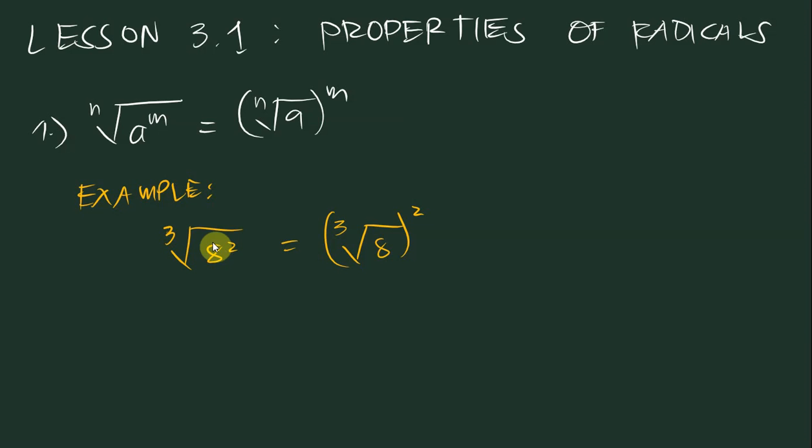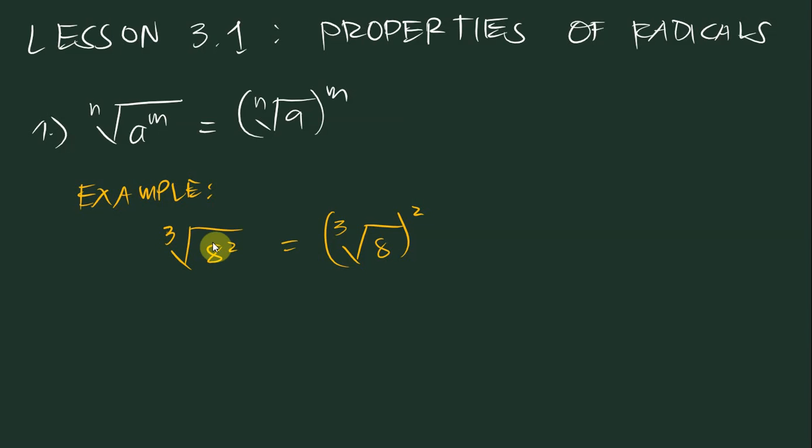Okay, so let us now explore the properties of radicals. Let's start with the first one. We have here the nth root of a raised to m is equal to the nth root of a, all of it raised to m. Let's have an example here.